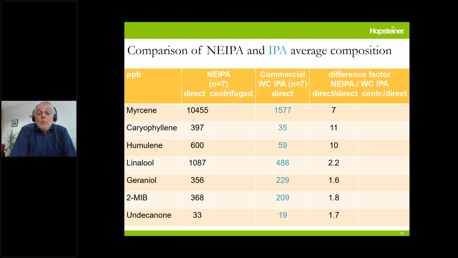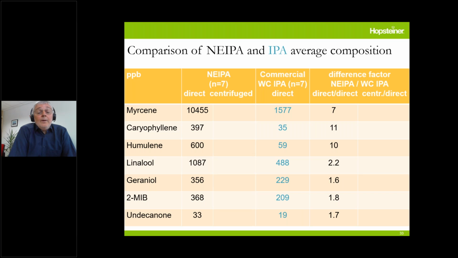But for linalool, geraniol, for one of the esters, and for Undikanon, the difference factor is only about a factor of 2. It's higher in the New England IPAs overall, but the difference is lower as compared to the terpenes. We did not include the thiols in these studies because the West Coast IPAs were not analyzed on the thiols. So this is only the result of our in-house analysis, not covering the thiols.